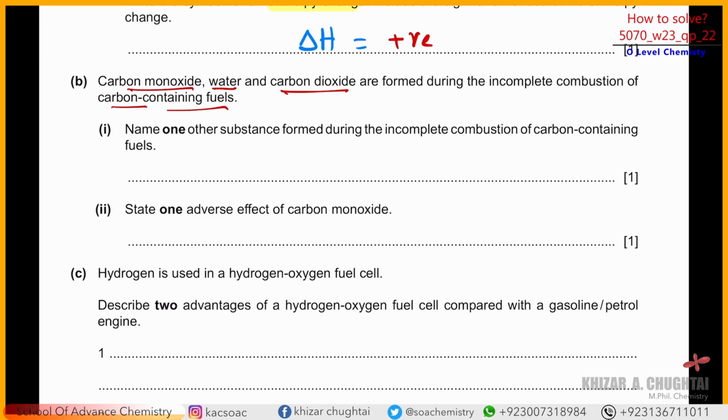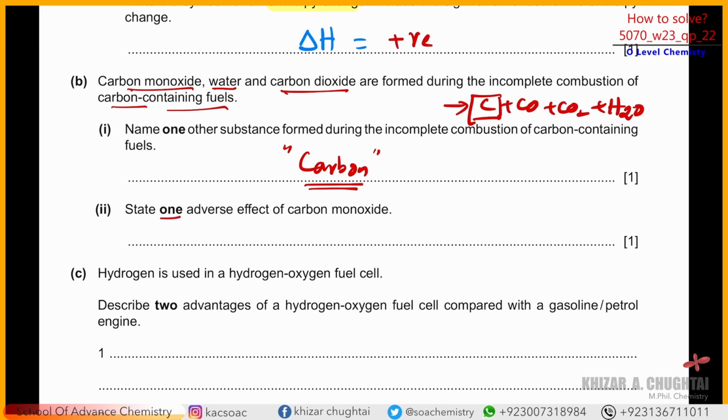Part B, carbon monoxide, water, carbon dioxide are formed during incomplete combustion of carbon containing fuels. Name one other substance formed during incomplete combustion of the carbon containing fuel. So that is basically carbon, sometimes known as soot. Overall basic and exact answer is carbon. Basically on incomplete combustion, there is formation of carbon, carbon monoxide, carbon dioxide and H2O water. So in this case, this carbon, this C is the appropriate option.